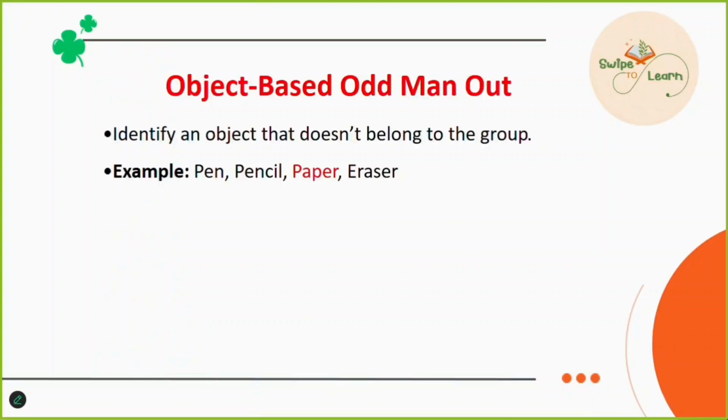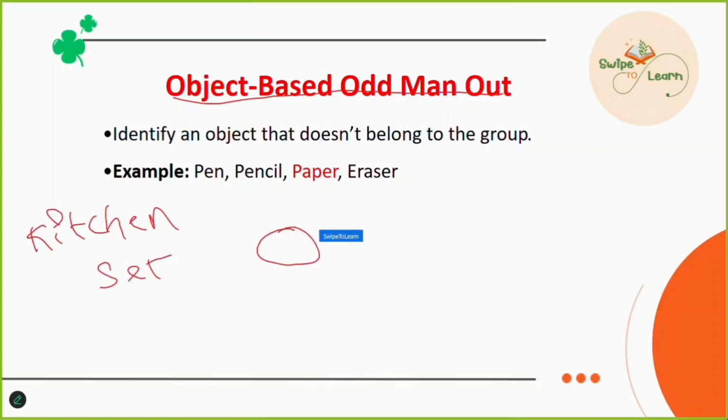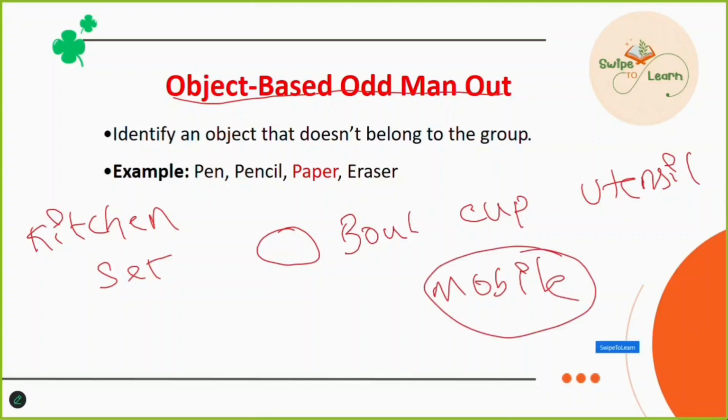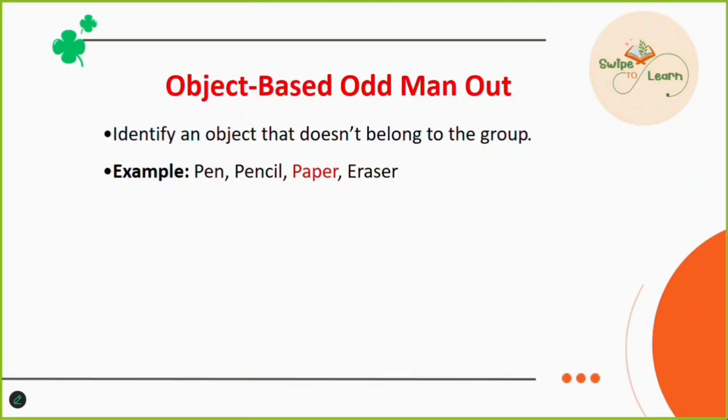The next model is object-based odd man out. Object-based is nothing but, let us consider that we have a kitchen set. Okay, let me write it. I have a bowl and I have a cup and I have a utensil and then I have a mobile. Which is odd man out here? Of course, mobile. Because all these three come under kitchen set. This doesn't come under kitchen set. So mobile is different from others. So this is where we identify an object which doesn't belong to the specific group.